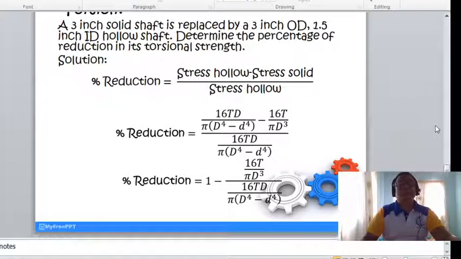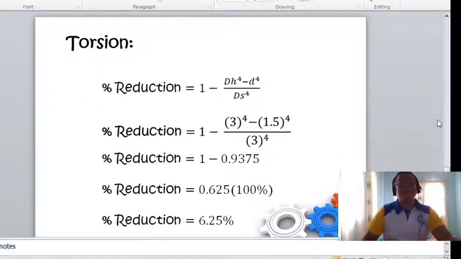Okay? So that is now equal to, percent reduction equals 1 minus, eliminating pi and T, the diameter of the hollow shaft to the fourth minus the inside diameter of the hollow shaft to the fourth, divided by the diameter of the solid shaft raised to 4. Okay? So, substituting values now, class. Percent reduction is equal to 1 minus (3 raised to 4 minus 1.5 raised to 4) over 3 raised to 4. So that is now 1 minus 0.9375.